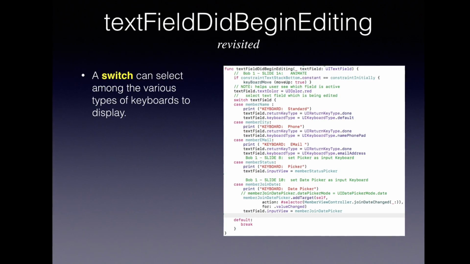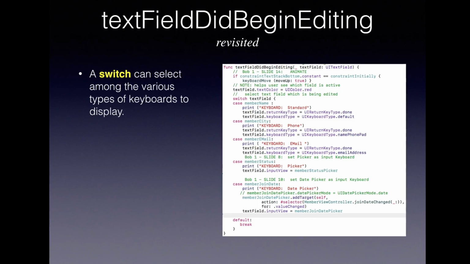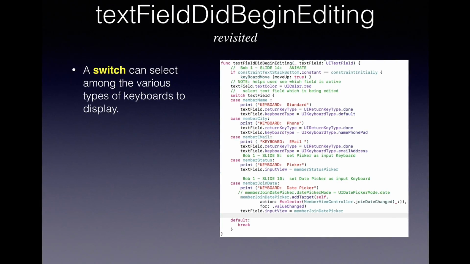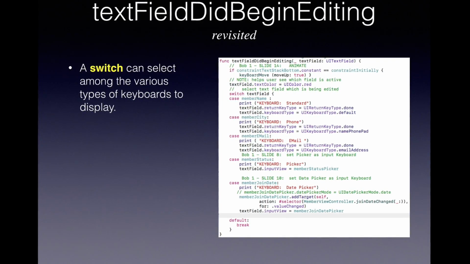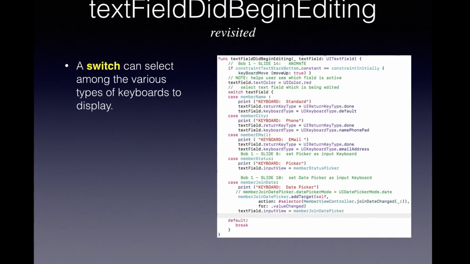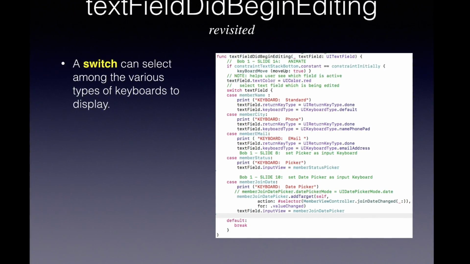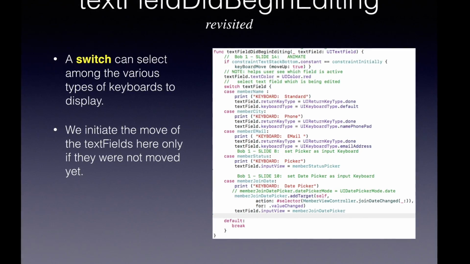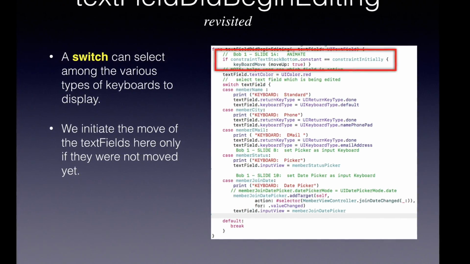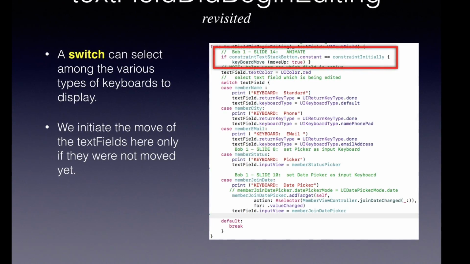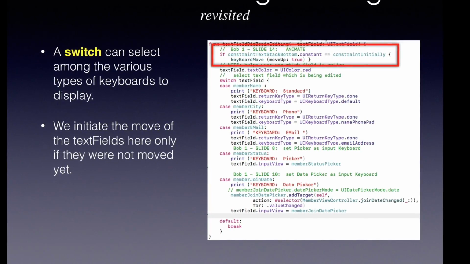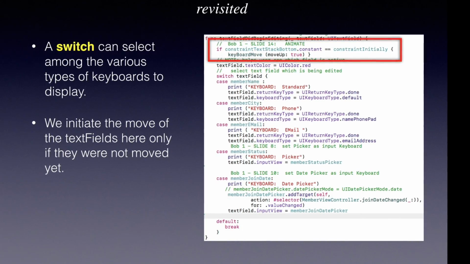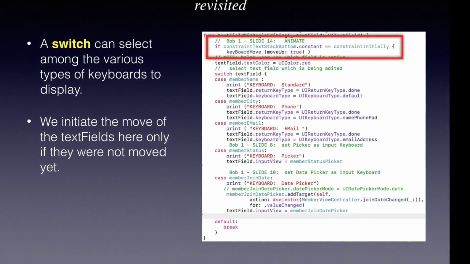But we're also going to use this function to initiate the movement of the text fields as well as the image up and out of the way of the keyboard, because when we start editing, the keyboard slides up from the bottom, so we want to slide everything else out of the way. And we initiate the movement away from the keyboard with this statement. In other words, we check to see if the constraint is at its original position, and if it is, we move everything out of the way with the keyboard move command.